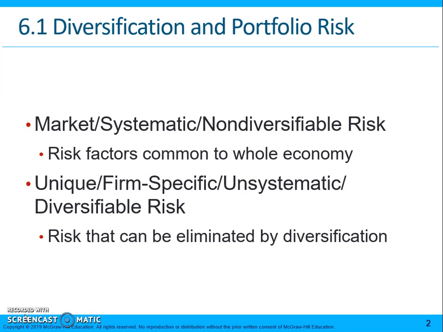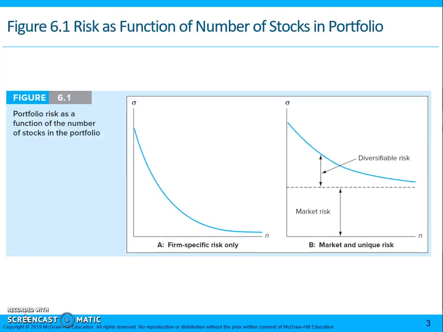The next two charts are going to show how that is done. Figure 6.1 shows firm-specific risk in the first chart. On the left-hand side, we've got standard deviation graphed against the number of stocks. We can see as we add stocks, that firm-specific risk virtually goes away. There's still a small amount left, however, it goes away considerably.